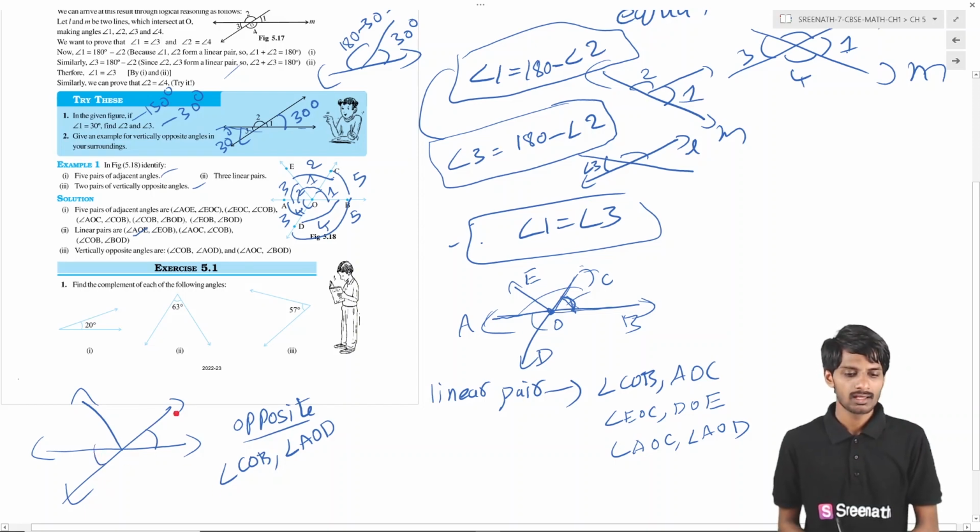So we are writing, here it is named C, it is named B, and it is named O, and it is named E, and it is named A, and it is named D. So angle COB and angle AOD are the opposite angles, students.